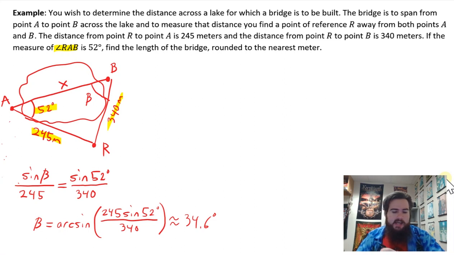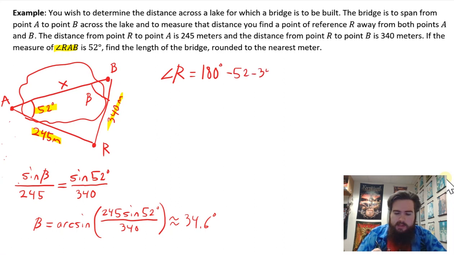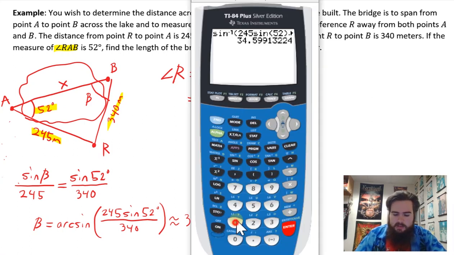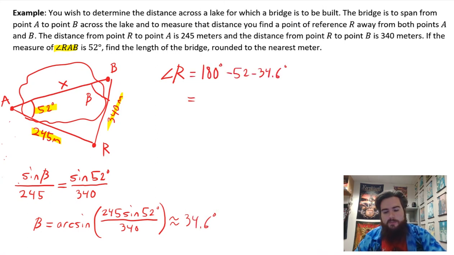Now that I know that, I should be able to calculate the third angle measure, the other one that is missing, which is at R. I'll just call that angle measure R. I should be able to find angle measure R, as that would be 180 degrees minus the two now known angle measures of 52 and 34.6. So 180 minus 52 minus 34.6 gives me about 93.4.